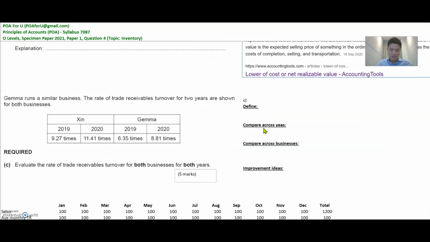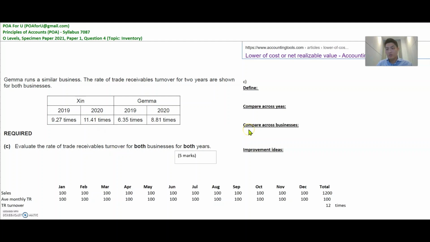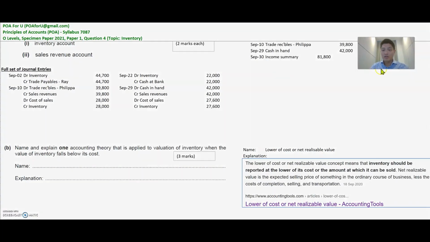The third part is actually relating to trade receivables turnover, so I won't cover this. I will do a separate video on this. This video was just dedicated to inventory.